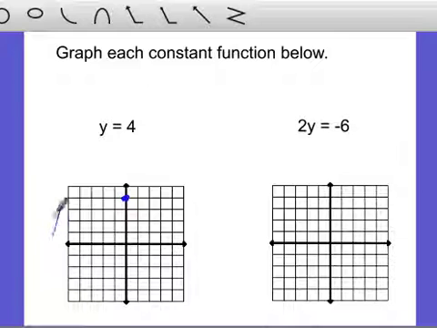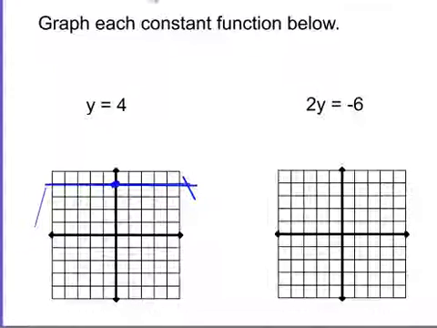Oops, I didn't do a very good job there. Okay, so the horizontal line will be right there on the value where y equals 4. A little thicker line so you can see it better. Boy, I butchered that one.